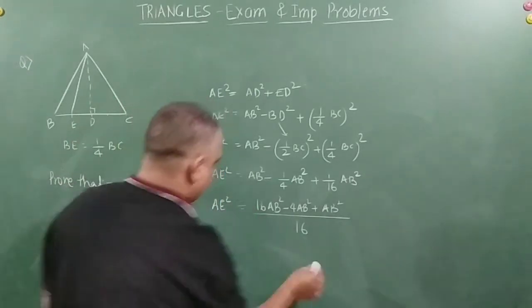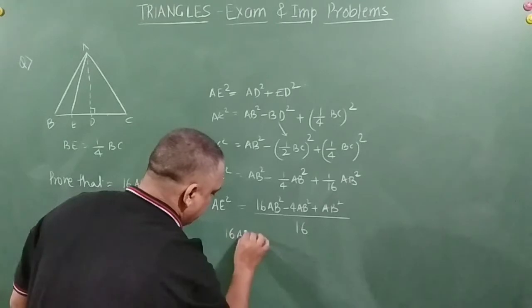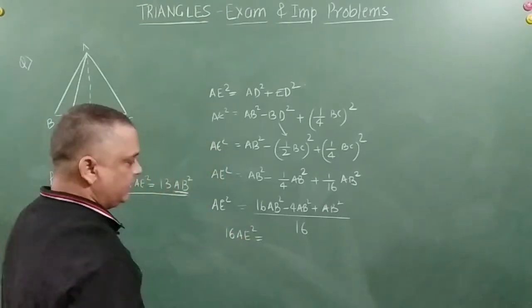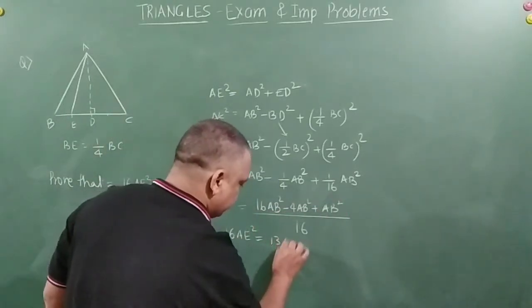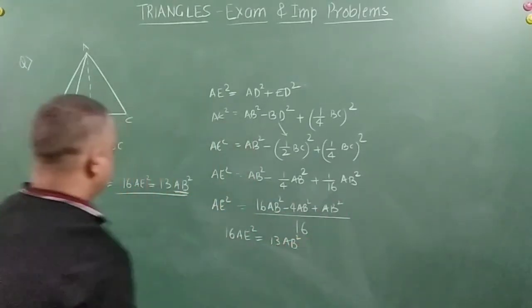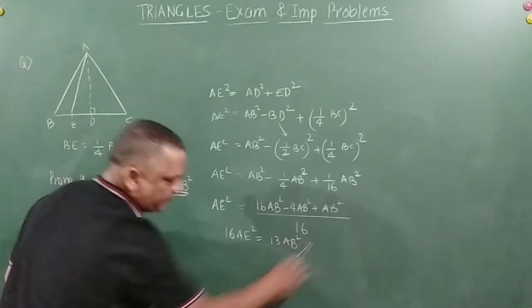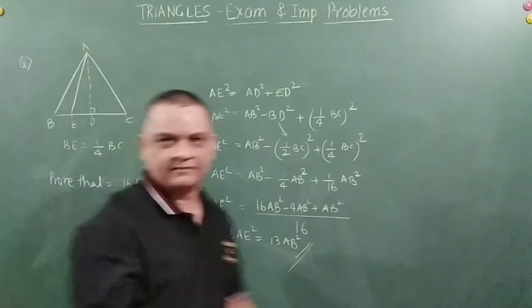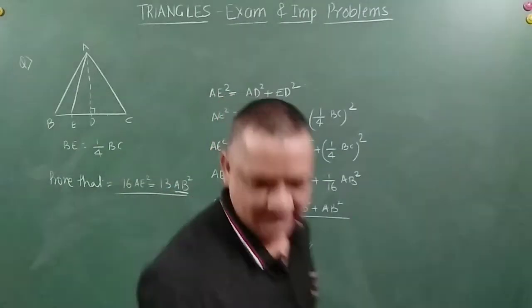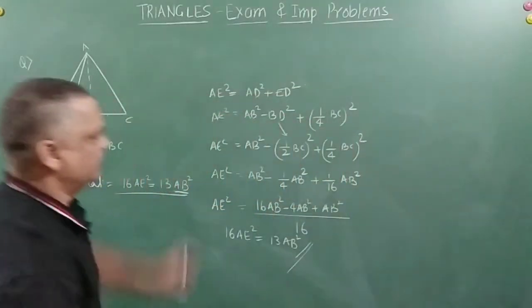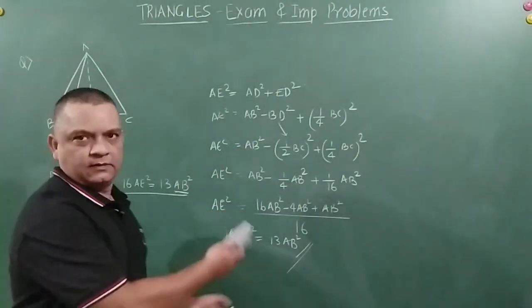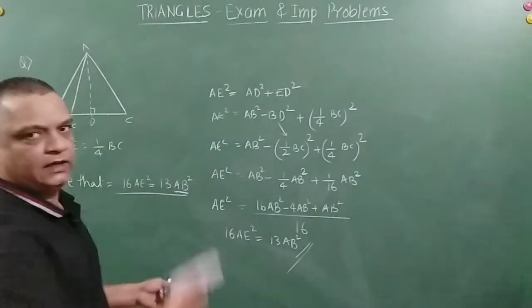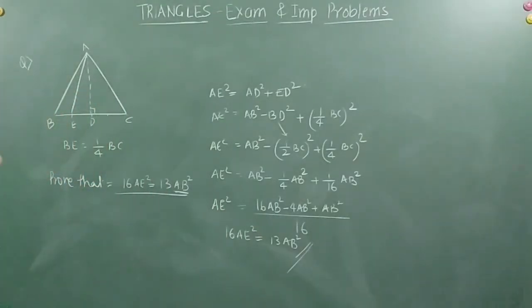So this becomes 16 AE square is equal to how much? 16 minus 4 plus 1, that is 13 AB square. Just see, was this to be proved? Yes, we are done with it. Right? Let's move on to the next one, friends. I hope these things are clear. Actually, there is not much complication, but if you want to go through it quickly, you can go through it again to see how it has been done.